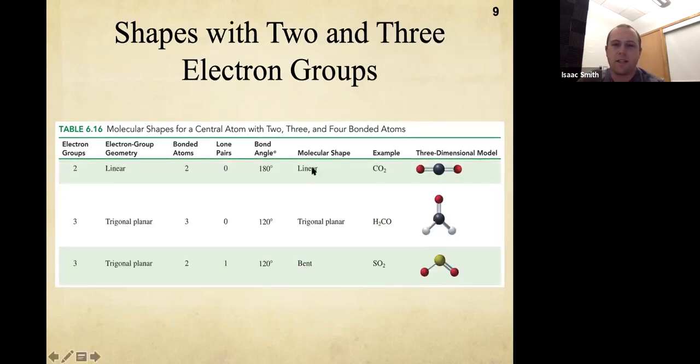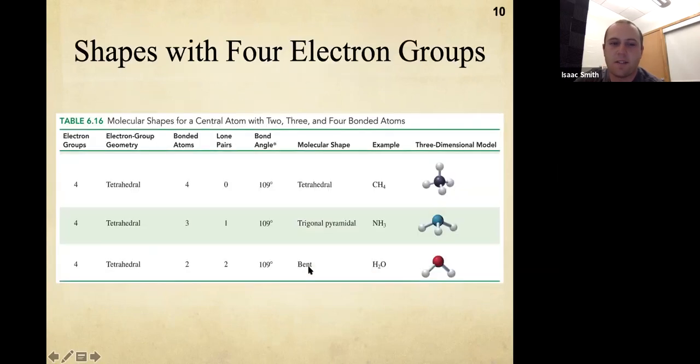So linear has the option of linear, that's it. Trigonal planar has the option of trigonal planar, or if there's a lone pair, then it's bent. Tetrahedral has just tetrahedral, or if there's 1 lone pair, trigonal pyramidal. If there's 2 lone pairs, then you'd have a bent. You could memorize this chart if you want. I think it's easier just to look at it without lone pairs and see what shape it is. But up to you how you want to go about doing that.